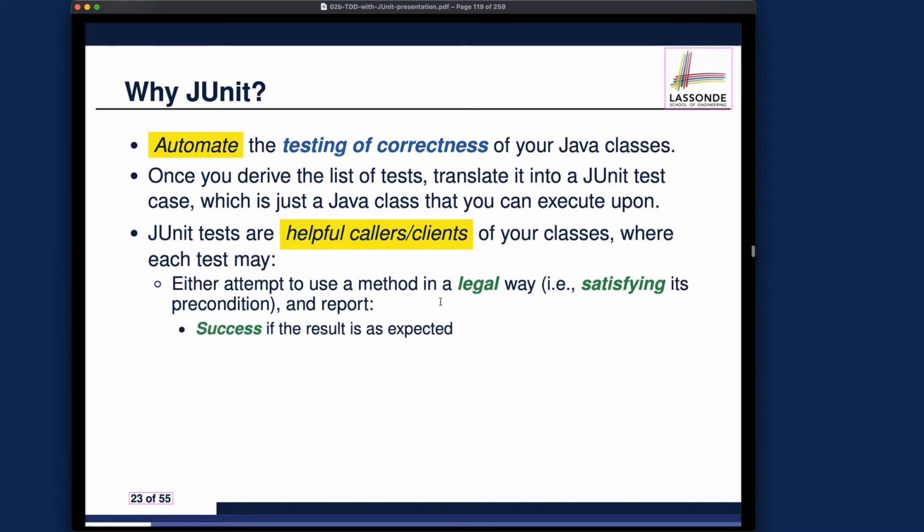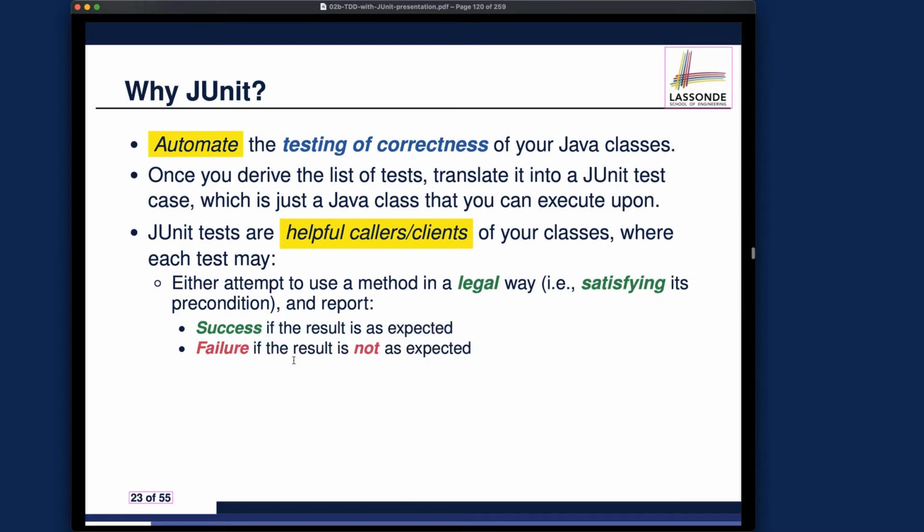Okay, so now if you try to use the method in a legal way, it's going to be success. That's something you would expect to see. It will be success if the result is as expected. For example, in that case, if an exception is thrown unexpectedly, that would be considered as a failure, right? So the failure would be if the result is not as expected, either maybe because the return value is invalid, or maybe because some unexpected exception was thrown prematurely.